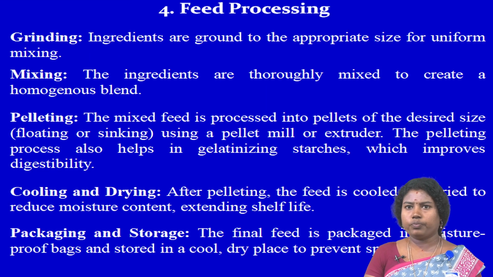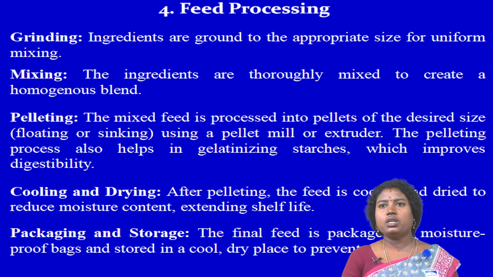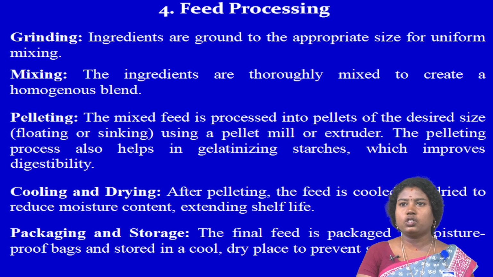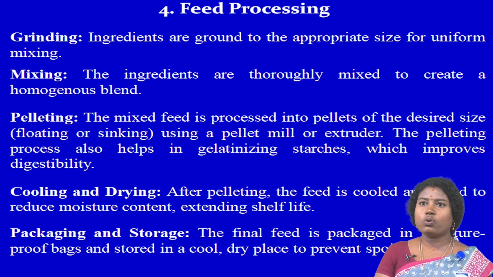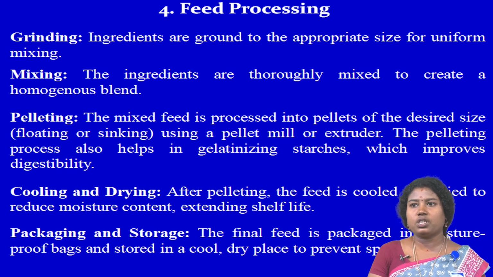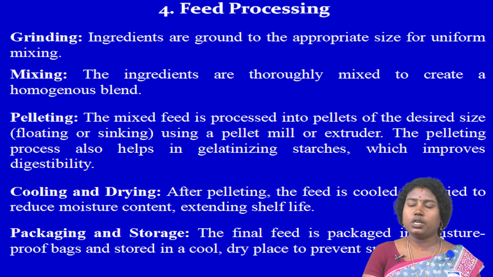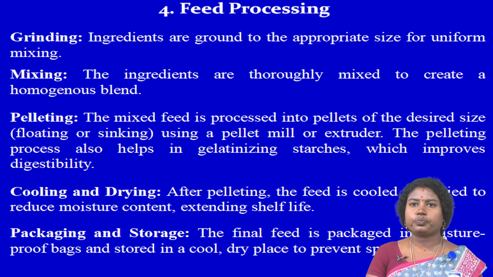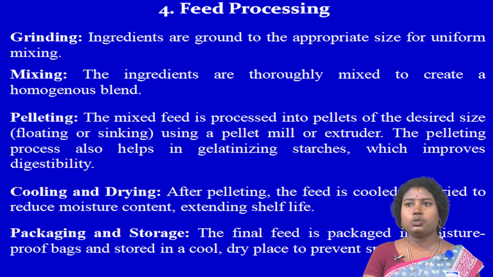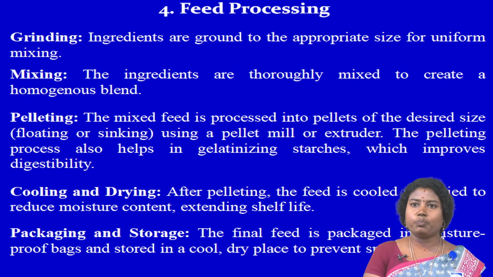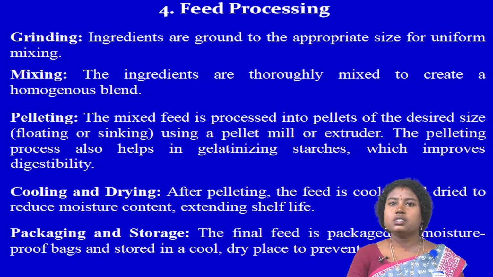Feed processing. Grinding. Raw materials, especially grains and other solid ingredients, are ground into a fine powder. This process increases the surface area of the ingredients, improving their digestibility and ensuring uniformity. Mixing. The weighed ingredients are thoroughly mixed to create a homogeneous blend. This step ensures that each pellet contains the same nutrient composition.